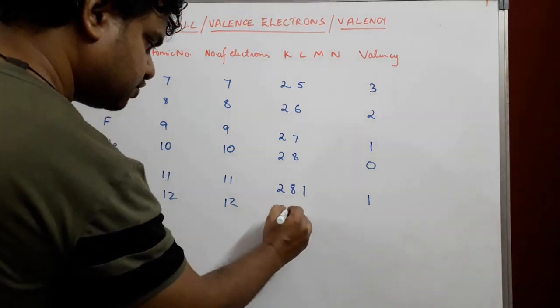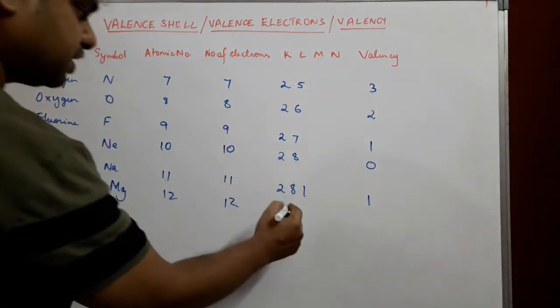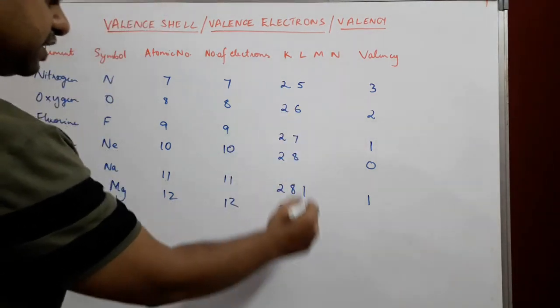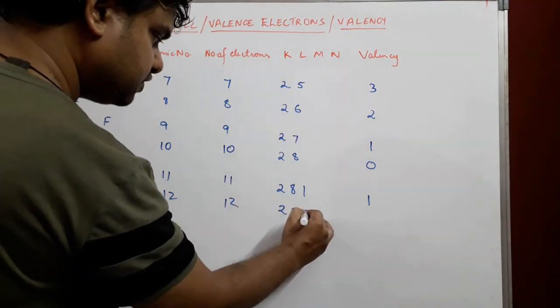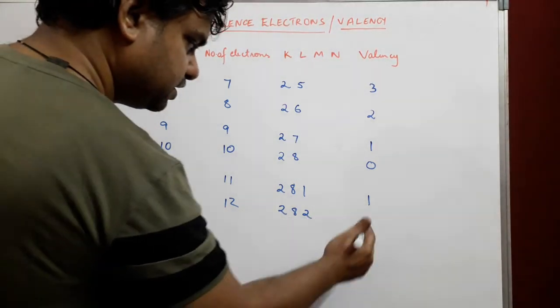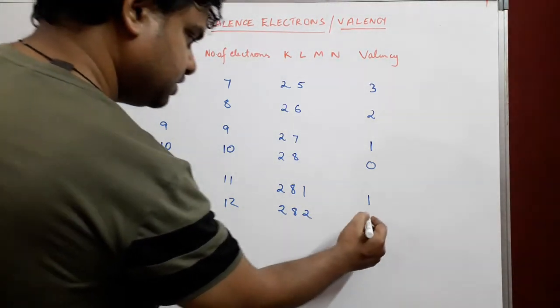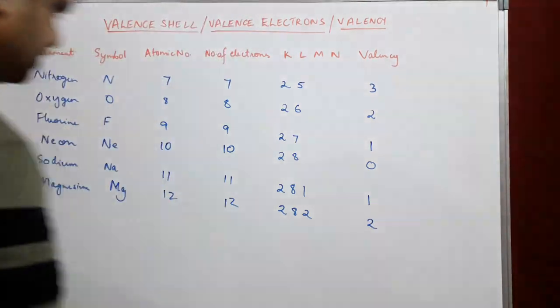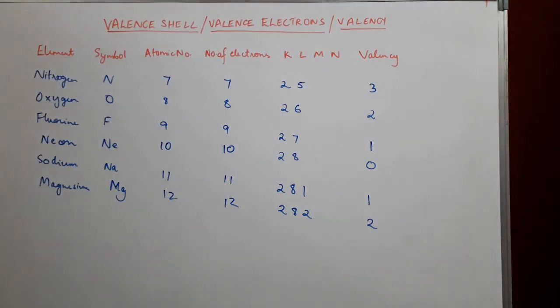The first 2 electrons go in the K shell, followed by 8 electrons in the L, and the remaining 2 electrons will go in the M shell. So it is easier for magnesium to lose these 2 electrons to gain stable configuration. So the valency of magnesium becomes 2. Okay. So with this we finish the second set of 6 elements.